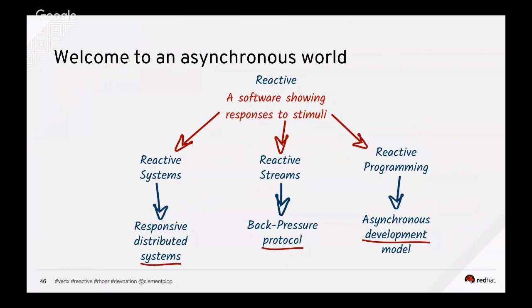So reactive has many, many facets, and the main three are reactive systems on one side, which is, let's say, distributed systems done right: building responsive distributed systems based on asynchronous message passing, elasticity and resilience. But implementing such a system can be hard. So we have reactive programming that will help you to build such a system at the code level. How do you develop it on a daily basis? How do you manage all this stuff?